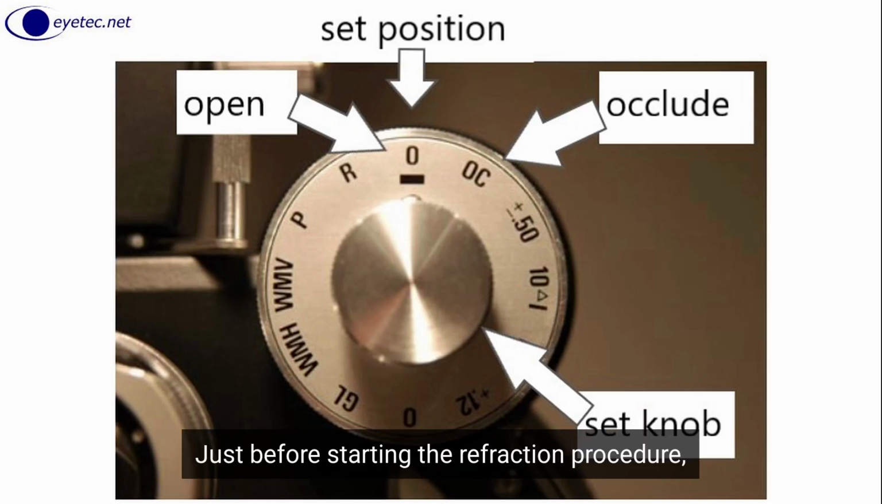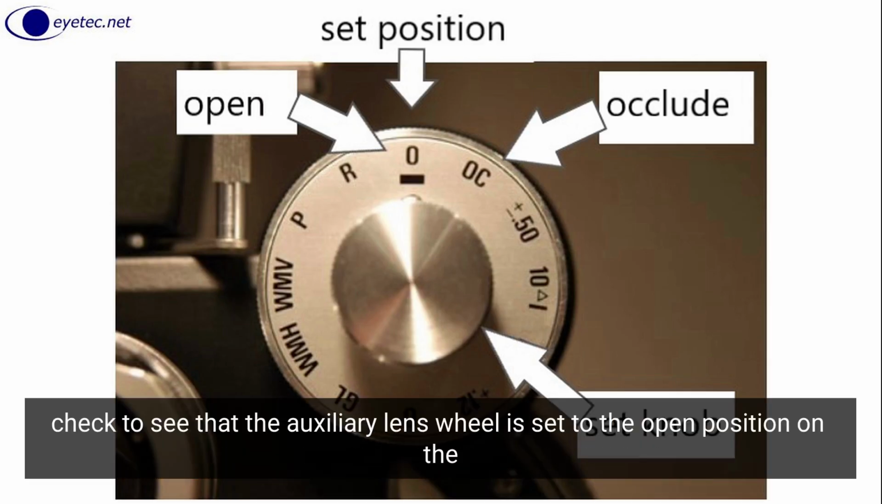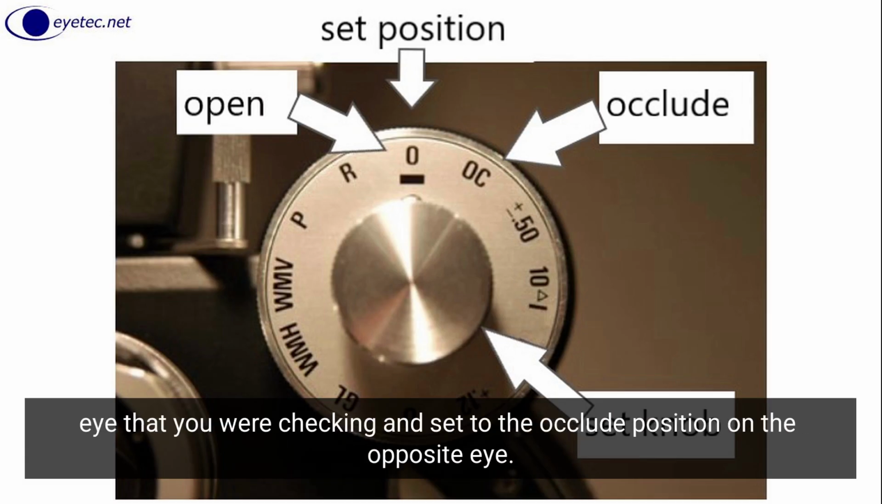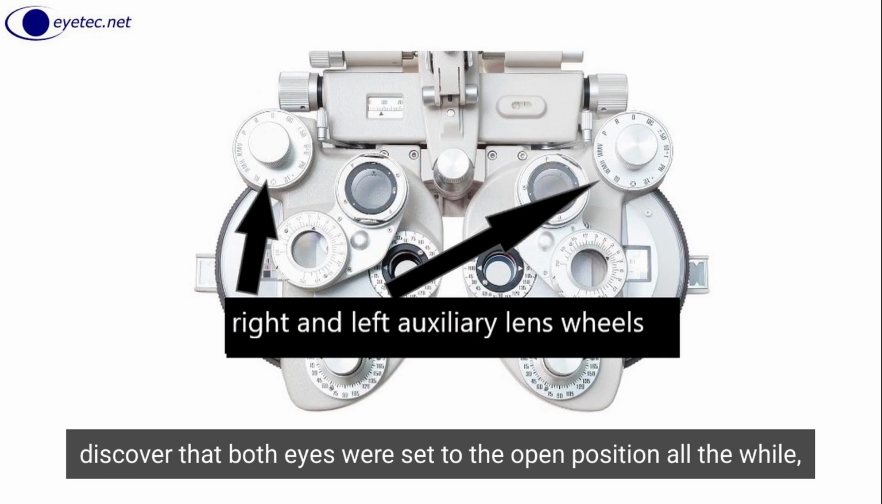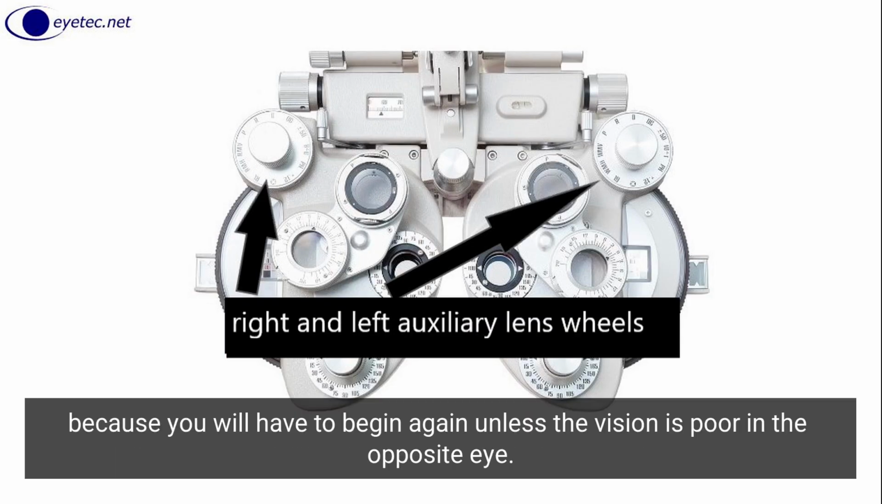Just before starting the refraction procedure, check to see that the auxiliary lens wheel is set to the open position on the eye that you are checking, and set to the occlude position on the opposite eye. It's frustrating to go through all the steps of refractometry and discover that both eyes were set to the open position all the while, because you will have to begin again unless the vision is poor in the opposite eye.